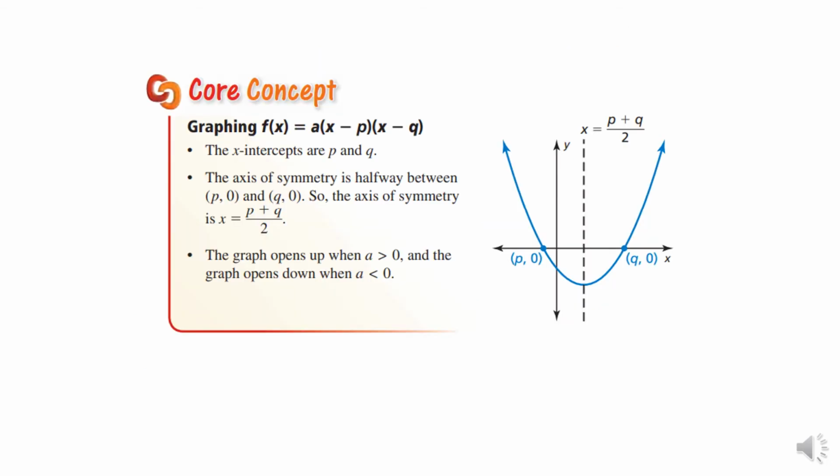Okay, this is telling you that if you want to graph using the intercept form, you start by finding the axis of symmetry by finding the average of your two intercepts. You can also look at the graph in this form and know right away if it's a happy face or a sad face, and that gets you started in the right direction.